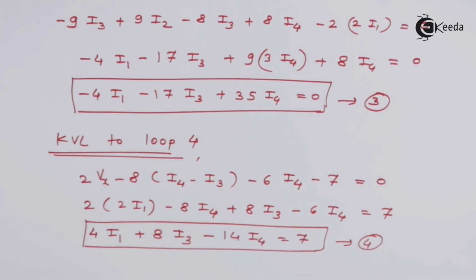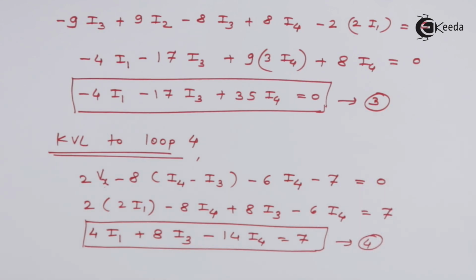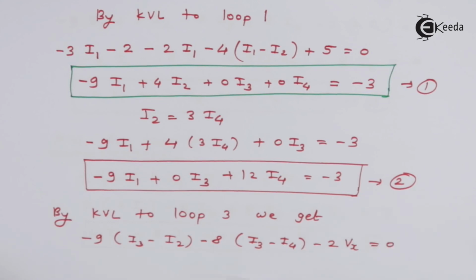So we received equation number 4 as 4I1, then plus 8I3, and minus 8 minus 6 is minus 14 I4 equal to 7, because this minus 7 goes here and becomes positive. So we have equation 4, equation 3, as well as equation number 2. And now we will solve these equations by using a calculator, and directly we'll get answers for I1, I3 and I4.